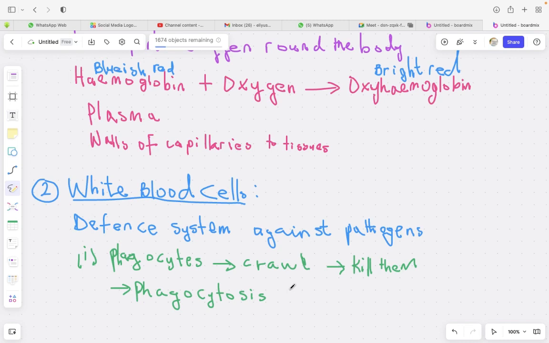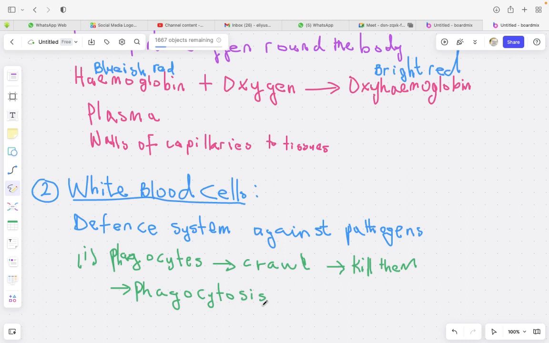Okay, so the process whereby the phagocytes crawl out and close any foreign agent with their fingers from their cytoplasm, close them in their vacuum and kill them. That process is called phagocytosis.